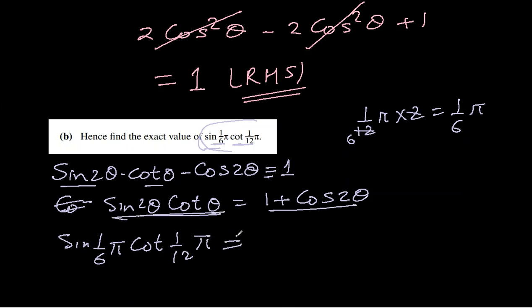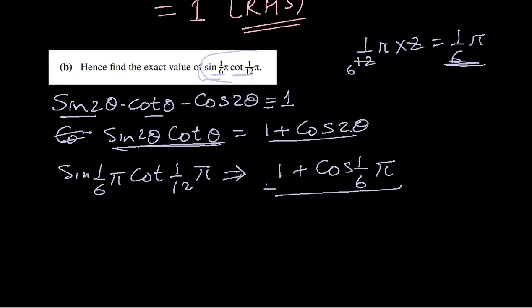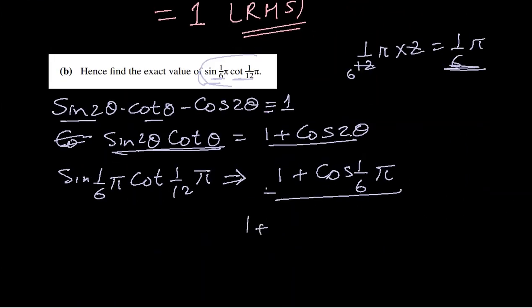But now this one is equal to this. So this question becomes 1 plus cos 2 theta, and 2 theta is 1 over 6 pi, isn't it? We just got it here. So this is what we have to evaluate now. So it becomes 1 plus cos 1 over 6 pi, which is square root 3 over 2. And they're saying find the exact value, and I think this is the final exact value.